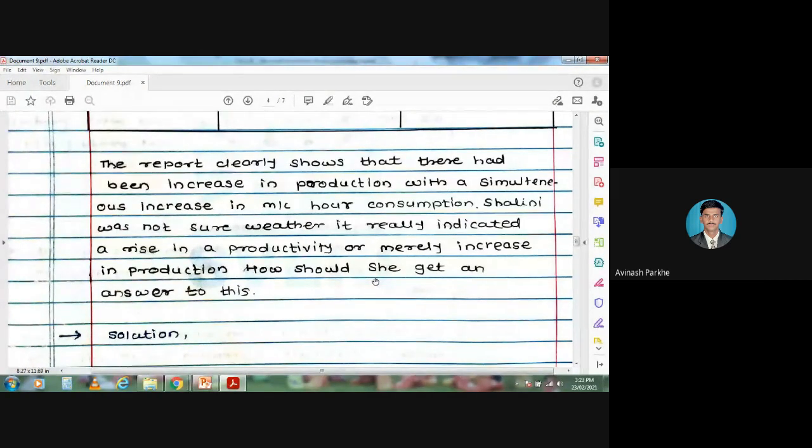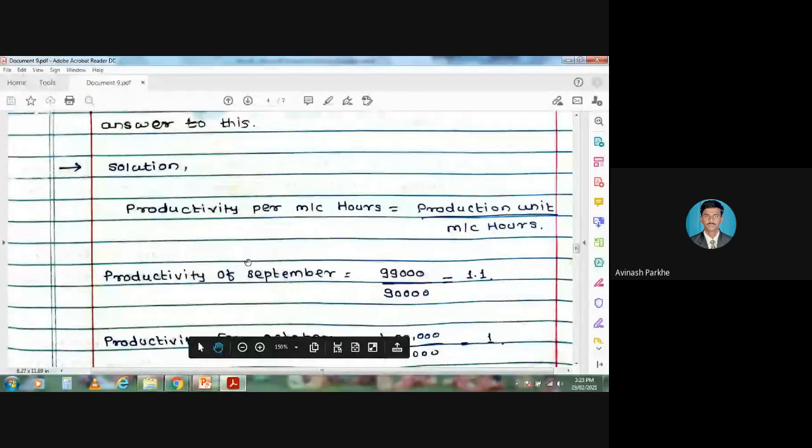So we have to calculate the productivity for each and every month. For each month we have the total output and the total input parameters. If I use the formula, the productivity per machine hour is equal to production units divided by machine hours. So to calculate the productivity of each month, productivity is equal to total output upon total input.